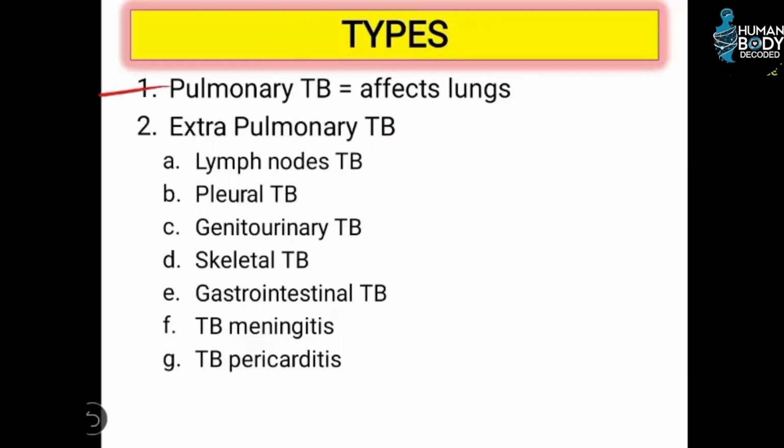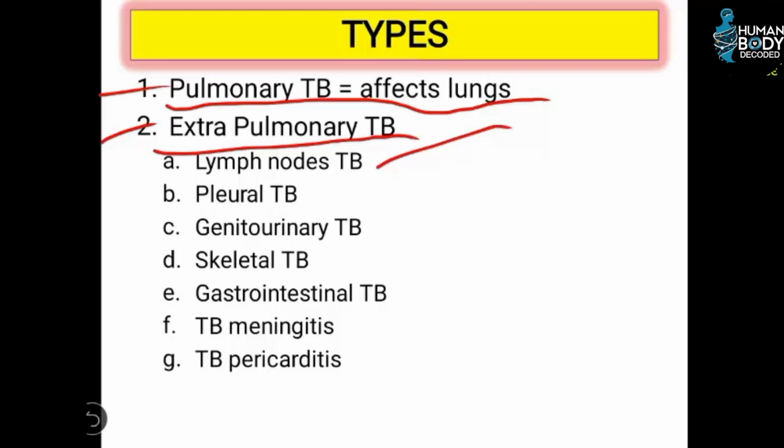There are two major types of TB. One, pulmonary TB. This type affects the lungs. Two, extrapulmonary TB. This type can affect other organs. Examples of extrapulmonary TB include lymph node TB. This affects lymph nodes. Pleural TB. This affects the pleura around the lungs.